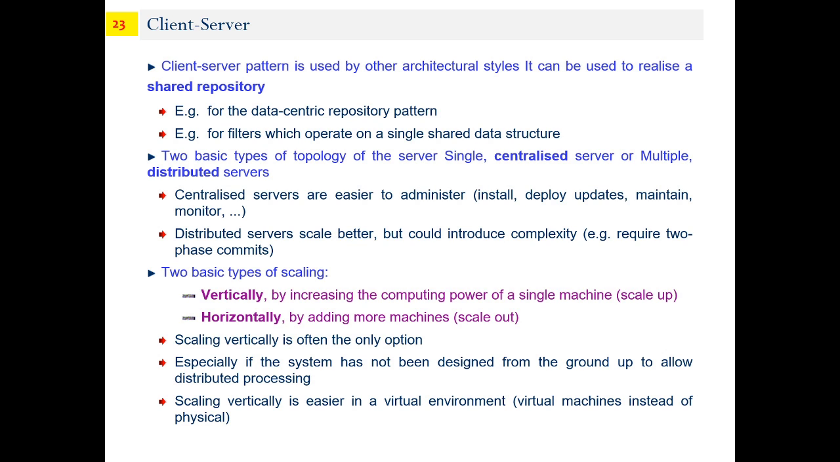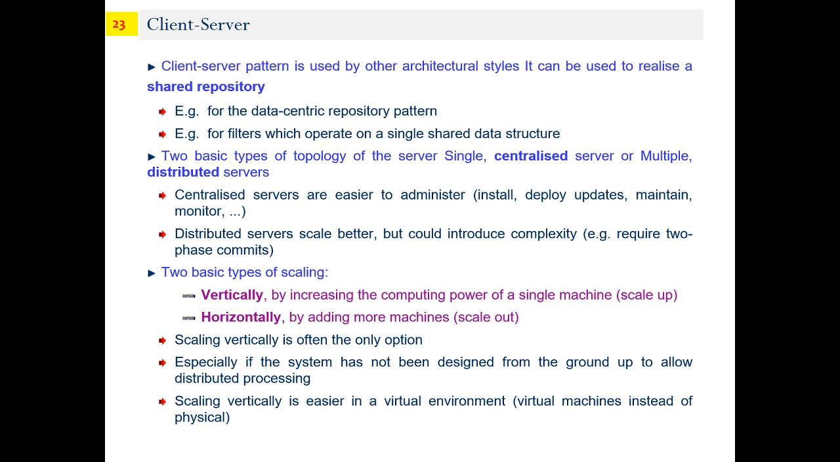shared repository, and you can have a single centralized server or multiple distributed servers. As you try to increase the complexity on the server side, naturally the availability and the portability, these two questions one has to answer. So centralized servers are easier to administer, whereas distributed servers scale better, but introduce complexity because they work around two-phase commit. They do not work around single-phase commit.